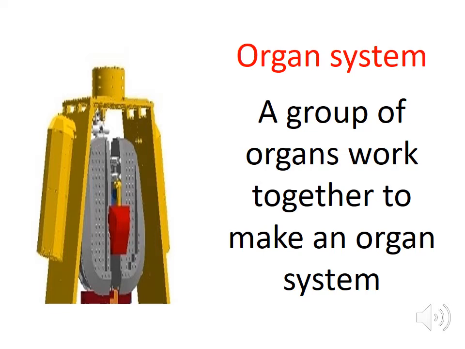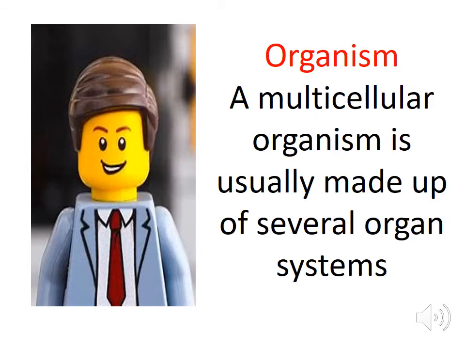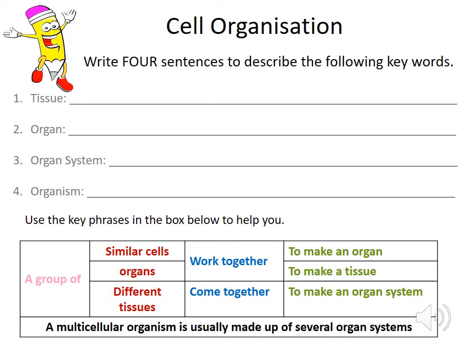Okay, and then if we take all those different organ systems, they make an organism. So a multicellular organism, so a living thing that's made up of lots of different cells, is usually made up of several organ systems. So what I'd like you to have a go at now is in your books under the title Cell Organisation.